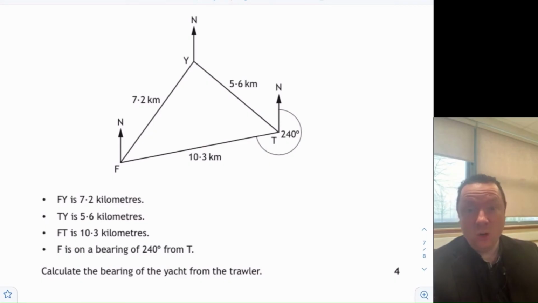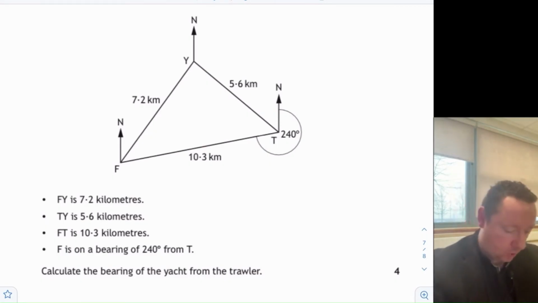Just check that it's actually already in the diagram. So it says FY is 7.2 kilometres, it is. TY is 5.6, it is. FT is 10.3, it is. And it says that F is on a bearing of 240 degrees from T. 240 degrees from T to F. Good. It says calculate the bearing of the yacht from the trawler.